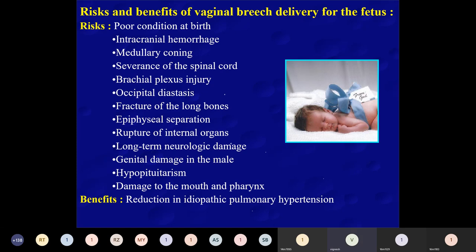The benefit is that the morbidity and mortality associated with cesarean section is avoided, which is the only identifiable benefit for the mother as well as the baby.